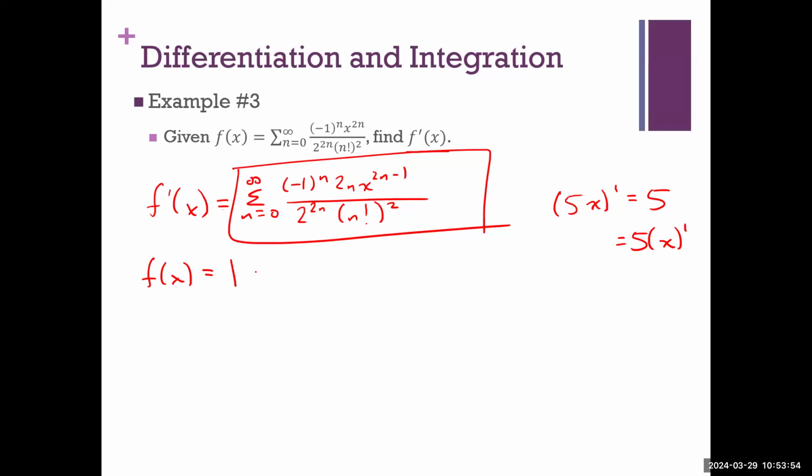What's the next term? Minus x squared over 2 squared times 1 factorial squared, right? So 4. Hopefully 3 terms is enough, because I think I can see this thing getting hard to deal with very soon. So the next term will be x to the 4th over 2 to the power of what? 4, which is 16. Times 2 factorial squared, so 4.